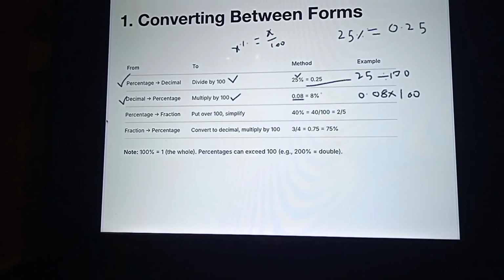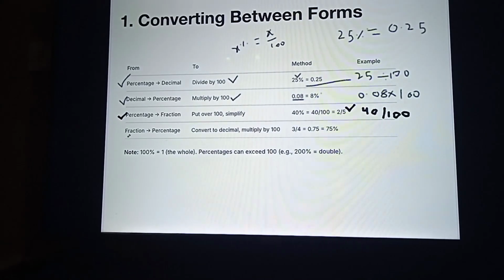Now to convert percentage to fraction, put over 100 and then simplify. So 40% is just 40 divided by 100. Just put a slash sign and you will convert it into a fraction. You can simplify it just like this. 40 divided by 100 gives us 2 divided by 5 after simplification. A percentage is always out of 100.